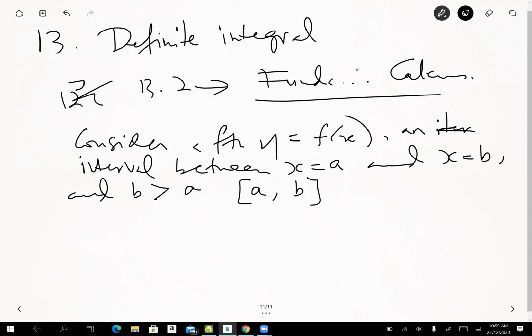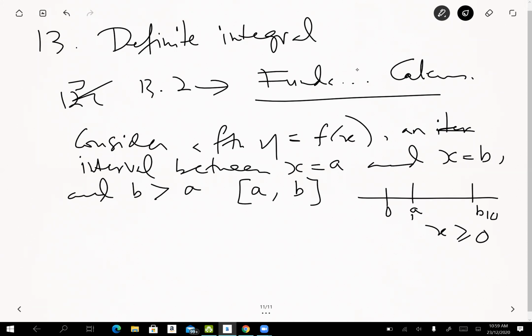So x equal to a, x equal to b. If you look at the number line, this is 0. We just consider x positive. So x equal to a, and then x equal to b. b is bigger than a. For example, this is 1, that is 10. It can be like that. And of course, that will correspond to a point.